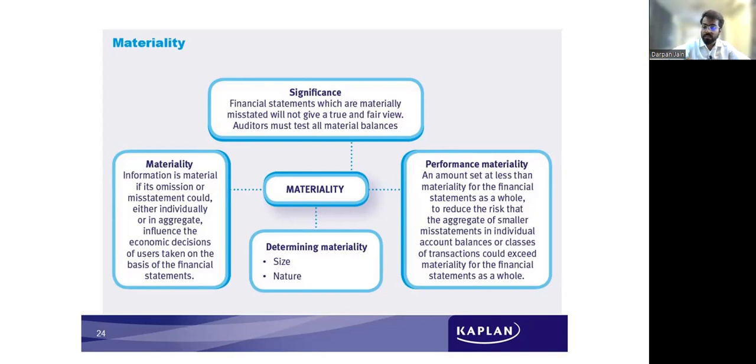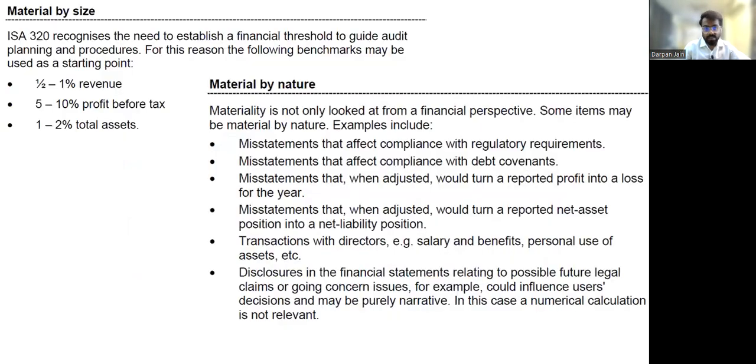What do you mean by size? Let's see materiality by size. You can decide the materiality level using these percentages and ranges. You can calculate 0.5% of revenue to 1% of revenue. Let's say 0.5% of revenue is 1 lakh, and 1% of revenue is 2 lakh. So you got a range of 1 lakh to 2 lakh. You can decide any amount in that range as a materiality level.